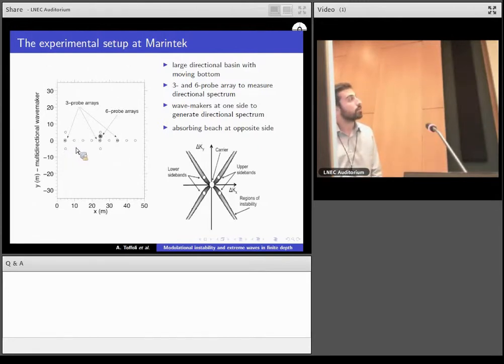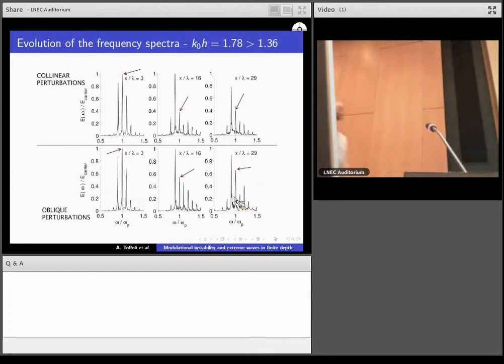Then we were testing a directional wave such that essentially the sidebands are in a region of instability of the theory. And these are the frequency spectra that we recorded using our probes. In the upper case, you see the case where there are collinear perturbations, so essentially one-dimensional perturbation, and in the lower case is the oblique perturbation. So here we are in a regime where we expect modulational instability in both cases. And as you can see, this is the initial condition that we decided to generate using our wave makers.